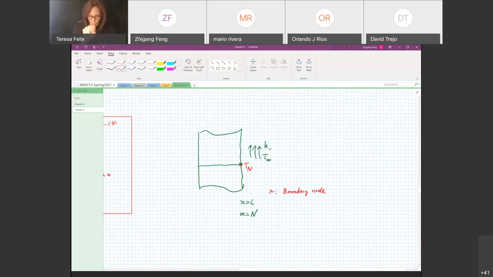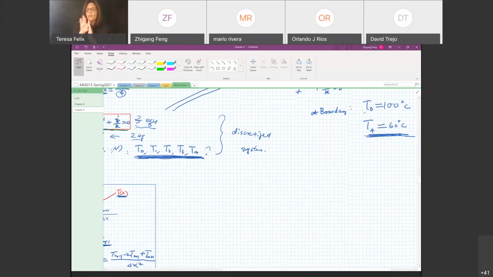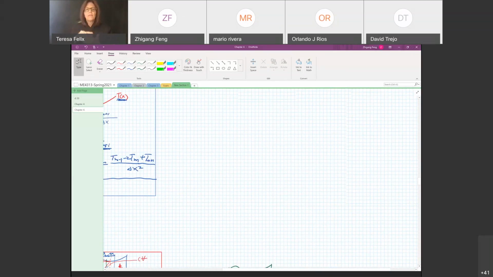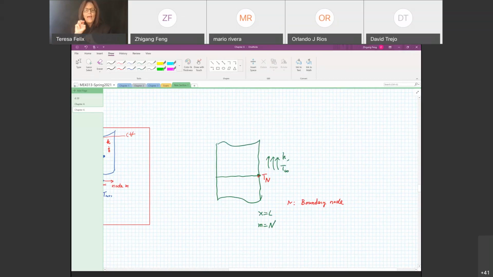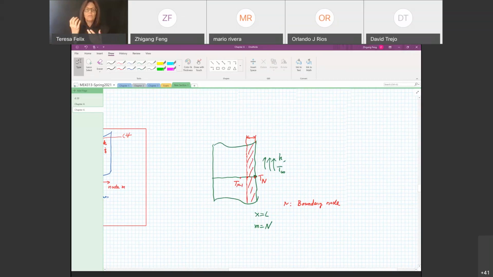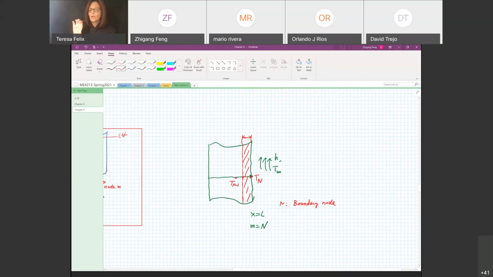For the example we did earlier, if we choose 4 elements, then n will be equal to 4. So what we do is we choose a control volume. This is the middle line, and then this control volume will have a thickness of, what is the thickness of this control volume? If I choose the middle point between two node points, T sub n minus 1 and T sub n, what is this thickness? Delta x or 1/2 delta x?